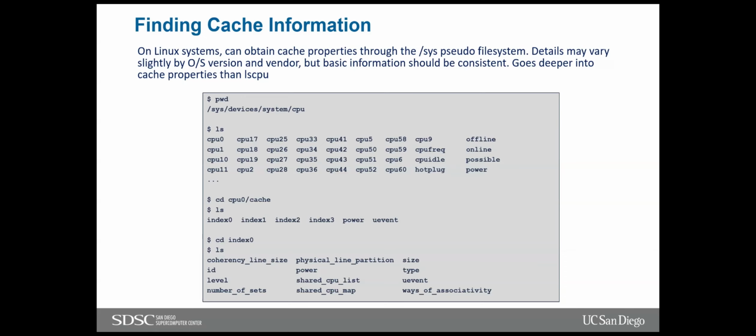If you go further into that, you'll see that index0 is associated with your L1 data cache, index1 with your L1 instruction cache, index2 with your L2 cache, and index3 with your L3 cache. You can discern what those are by the individual files that are available. You can see if they're shared with the CPU list, what type is available, and the size.